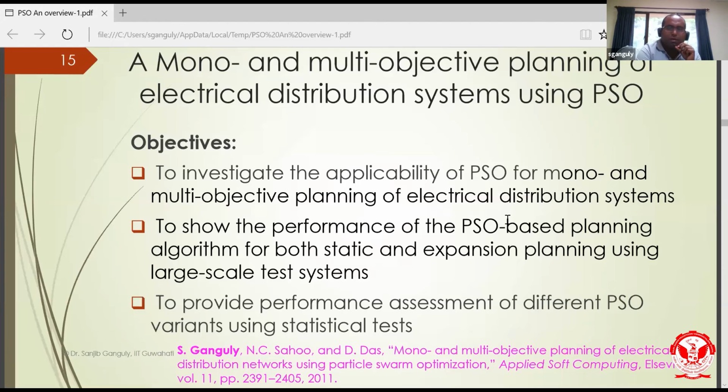I will show you, and then I will show you how to evaluate the performance of this PSO based algorithm, and also how to assess the performance of this PSO. PSO is a certain kind of algorithm like all other meta-heuristic algorithms. As I said, if you run it multiple times, finally you will get multiple solutions. Then the question is which one you will choose. You need to find that out through some statistical analysis, so I will show you how to do that.